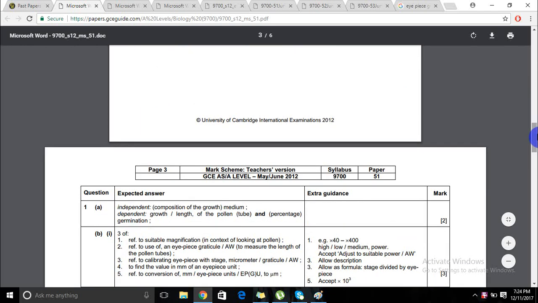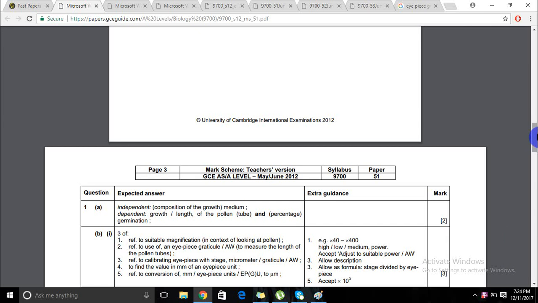Number 1, the independent variable is the composition of the growth medium, again, which of the growth media it is. This is a better way to write it though. And the dependent variable is the length of the pollen tube or the percentage germination. So mean length of the pollen tube and the percentage germination.